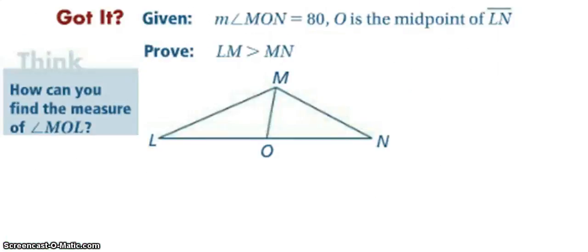All right, pause the video, make sure that you've worked through the next part of the lesson in Pearson until you make it to this Got It, and try to solve it completely on your own. We need to write a proof showing that LM is greater than MN.